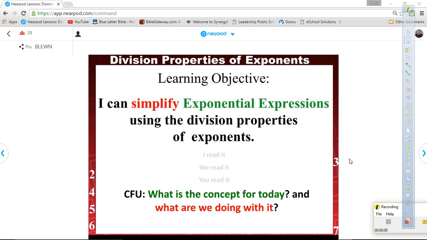All right, so our objective for today: I can simplify exponential expressions using the division properties of exponent. Let's read together. 1, 2, 3. I can simplify exponential expressions using the division properties of exponent. So what concept are we still on?